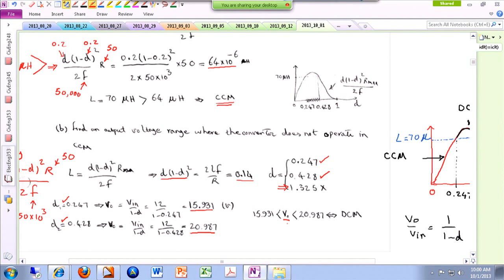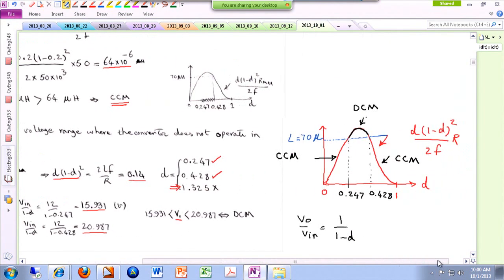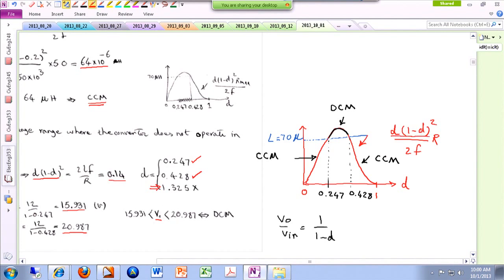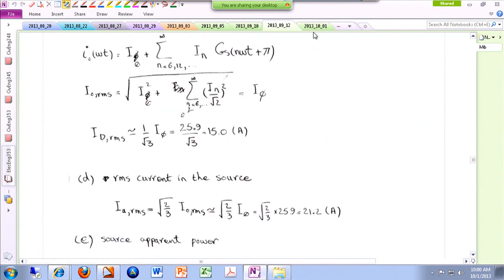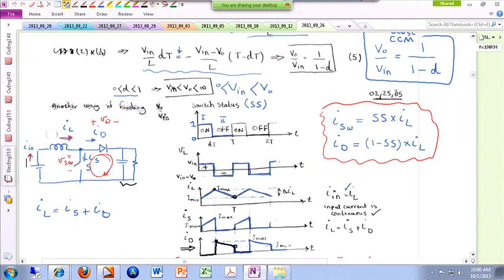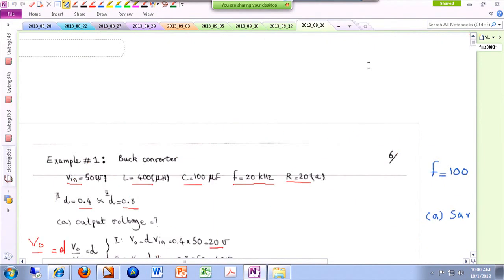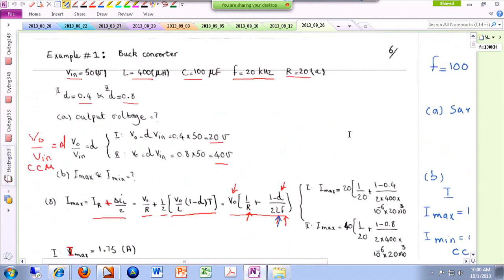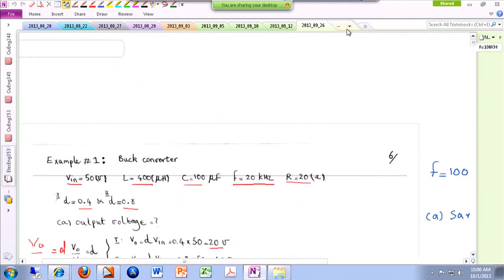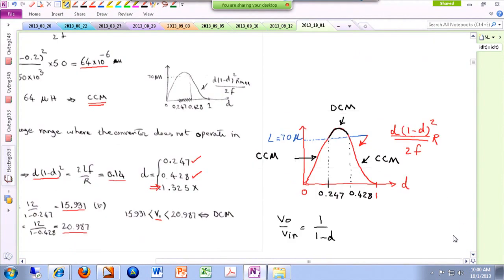Unfortunately for the boost converter, the CCM, DCM boundaries are a little bit more complicated simply because this expression over here is a little bit complicated. We have D times 1 minus D squared. If you compare it against the Buck topology, things were much, much easier. It was only 1 minus D over twice the frequency times R, something like that. So things are going to get a little bit complicated here because we have D multiplied by 1 minus D squared, and finding the maximum value of this expression is not very trivial. Any questions?